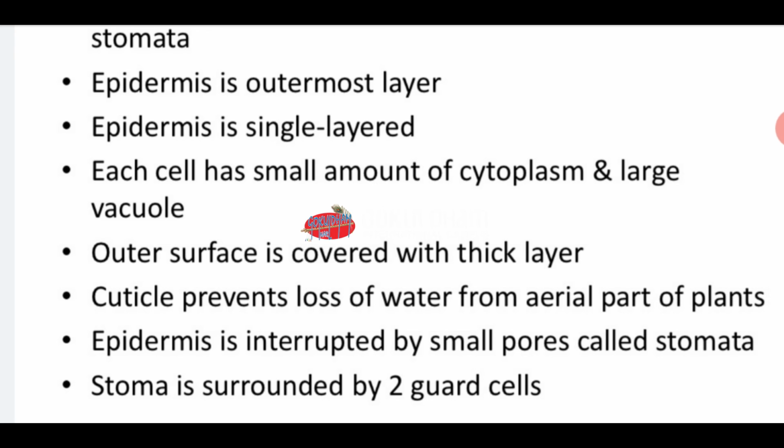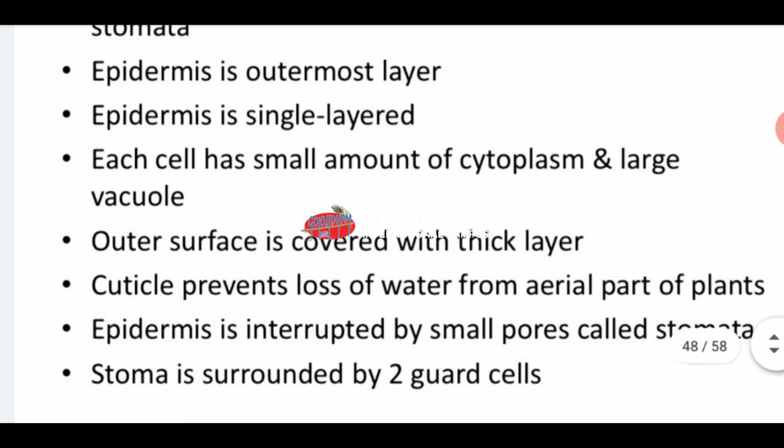Then the epidermis is interrupted by small pores known as stomata, and each stoma is surrounded by two guard cells, and these guard cells are the only cells in the epidermal layer which have chloroplasts and have a photosynthetic function.